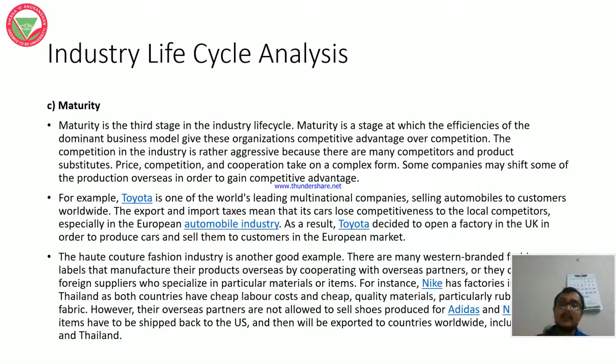No-frills airlines were at the growth phase, but gradually as the number of competitors increases, the market becomes saturated. The competition in the industry is rather aggressive because there are many competitors and product substitutes. Price competition and cooperation take on a complex form. Some companies may shift some of the production overseas in order to gain competitive advantage.